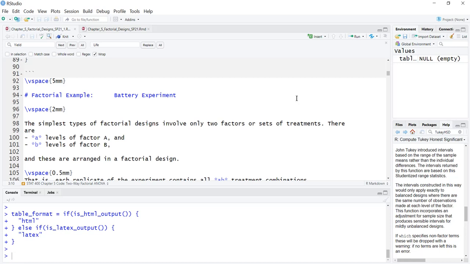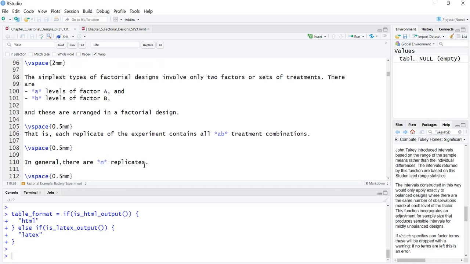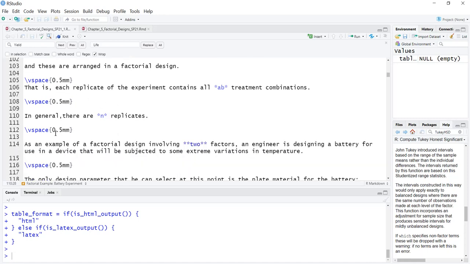This is a battery experiment, and so I've got some general information that wouldn't be in a homework or what have you. You want to remove this. But we're talking about the simplest type of factorial designs, which only have two factors or sets of treatments. There are A levels of factor A, B levels of factor B, and if we replicate, there are going to be N replicates for each of these combinations of A and B. There's going to be A times B treatment combinations, and within those there are going to be N replicates. So same way of saying it, but just a little different.